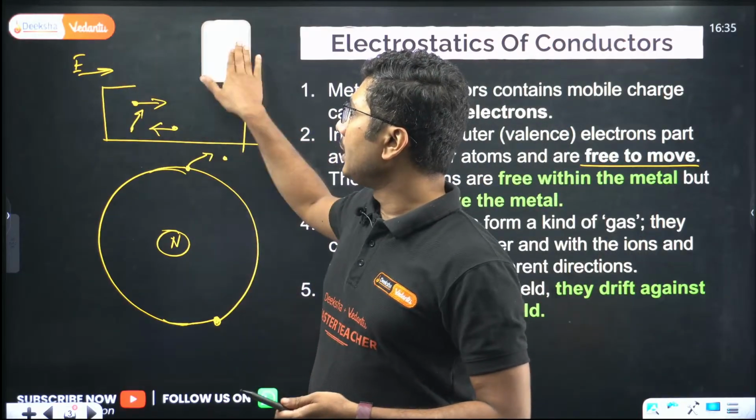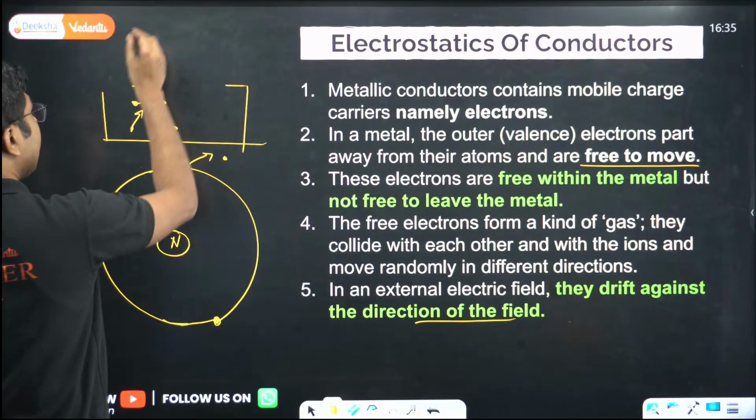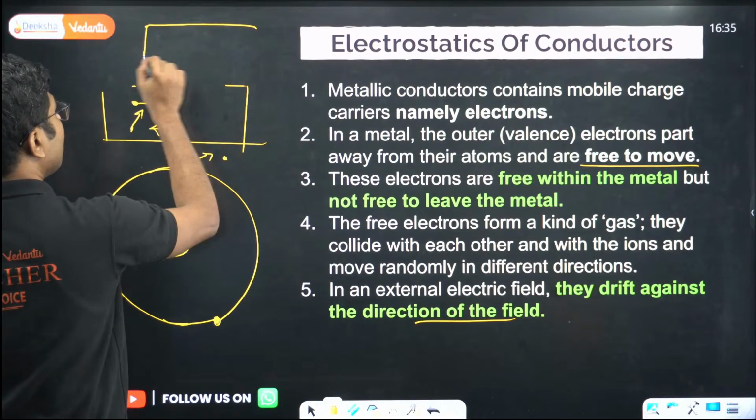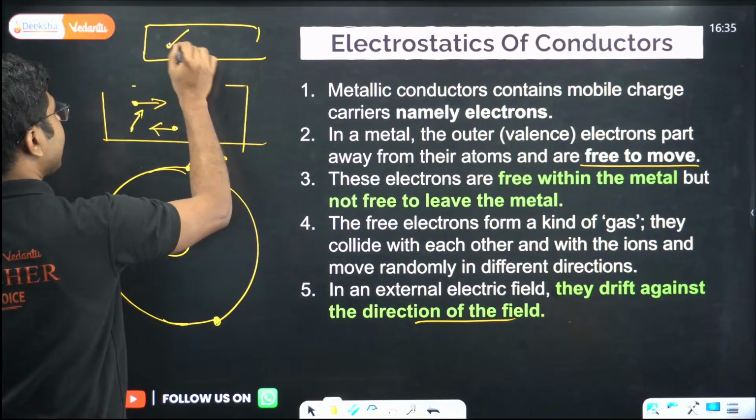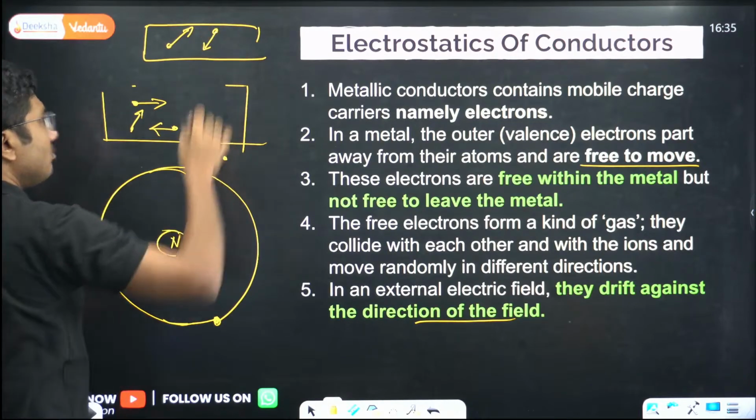Similar to that of a gas, the electrons are basically moving in random directions. They do not have any particular direction. They are moving in random motion.